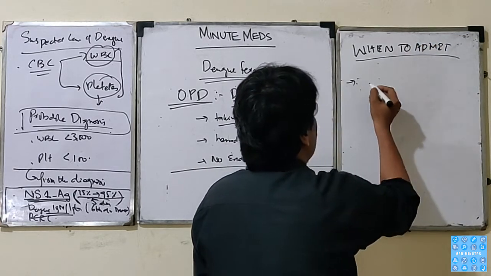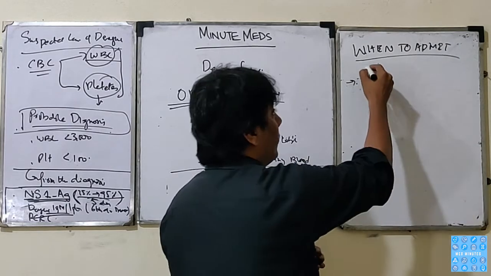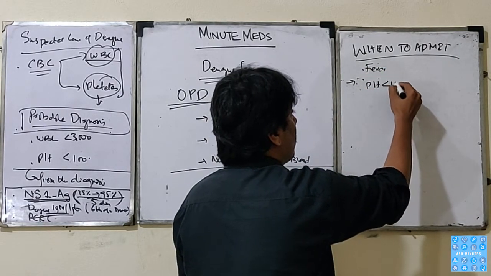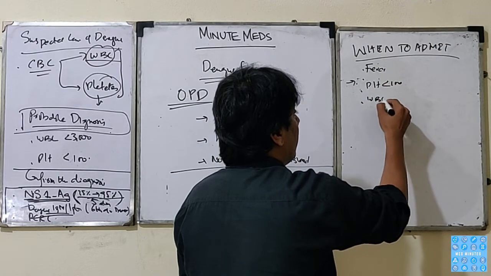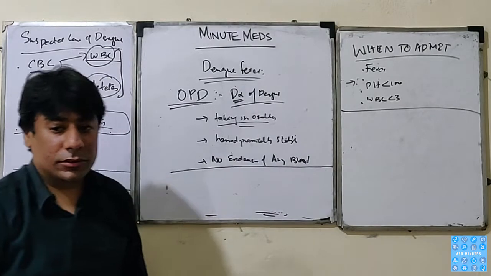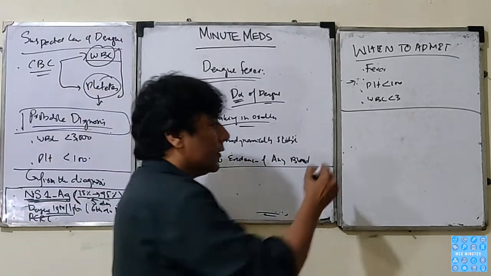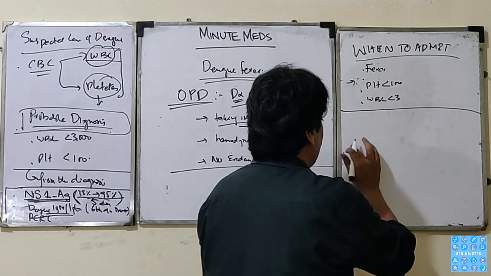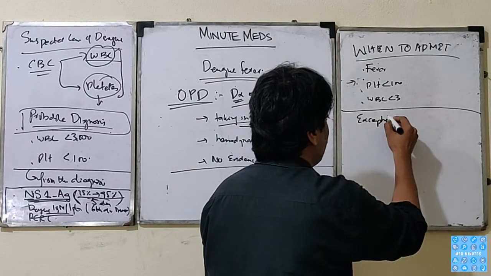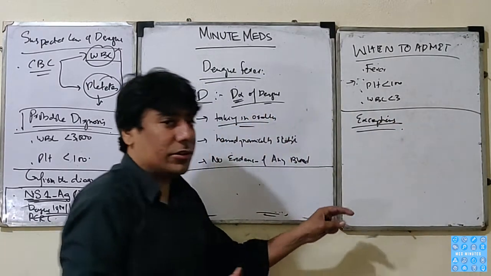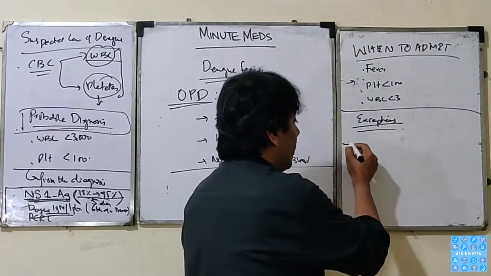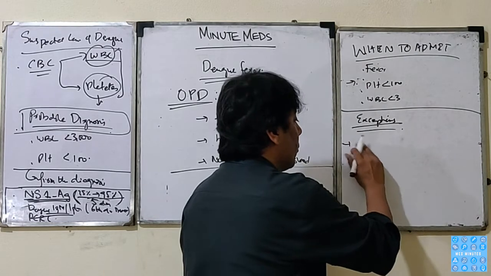So any patient having the criteria for the fever, and then the platelet count is less than 100, the WBC is less than 3, we admit the patient. And then there are other exceptions. Although this is a bit difficult concept, exceptions are any patient that has comorbids should be admitted.